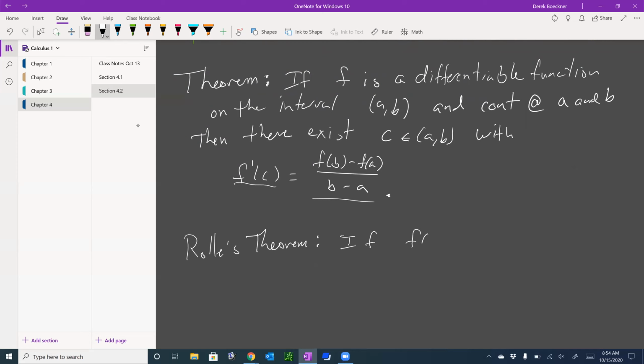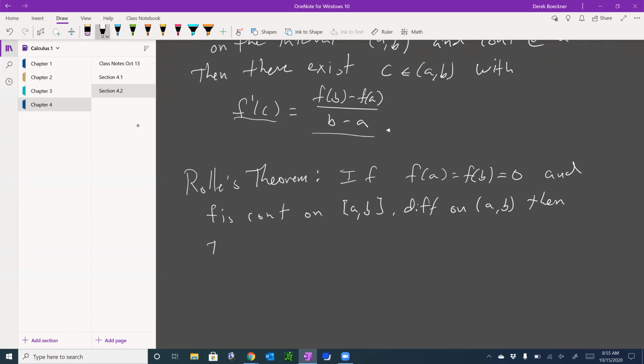Says if f of A equals f of B equals 0, and f is continuous on the closed interval, differentiable on the interior, then there is some point in (A, B), say C, with f prime at C equal to 0. So it's a special case where your endpoints are on the same level.